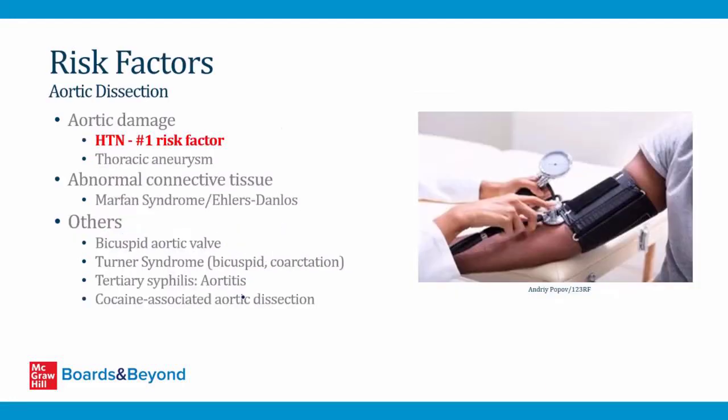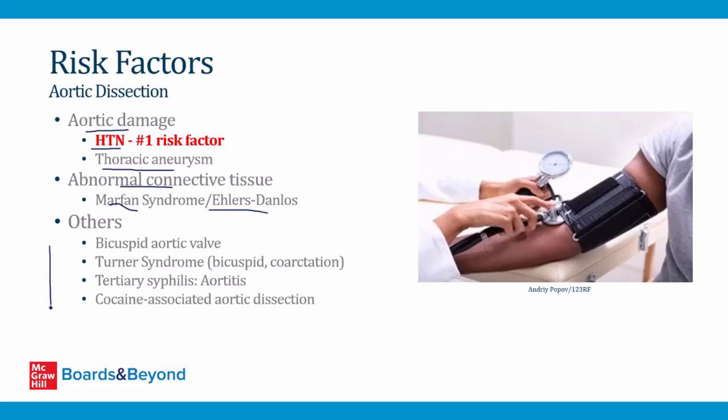The risk factors for aortic dissection are basically the same as the risk factors for thoracic aortic aneurysms. So hypertension is the number one risk factor because it can damage the aorta, and any pre-existing thoracic aneurysm is also a risk factor. Connective tissue disorders can predispose to rupture of the wall of the aorta. So Marfan syndrome, Ehlers-Danlos, these are both risk factors for aortic dissection.